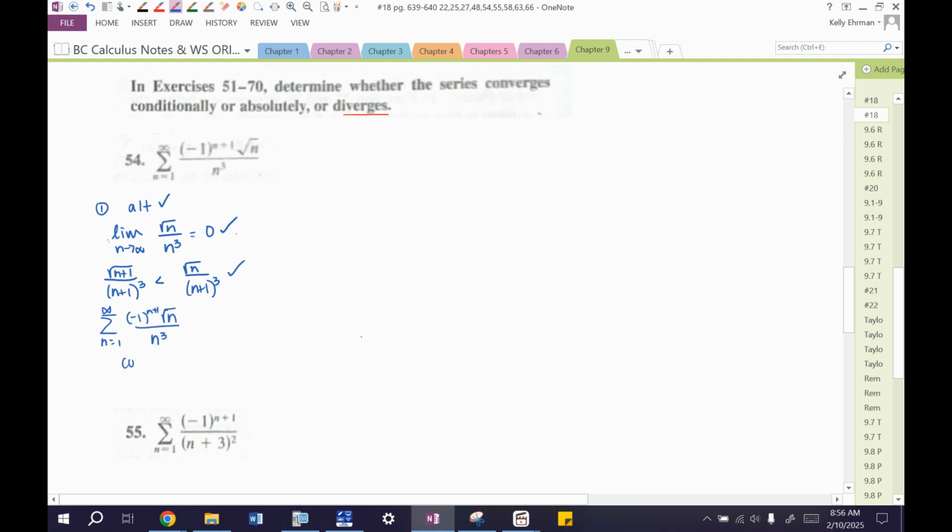This series converges by the alternating series test. And yesterday's homework just stopped there. But when they say determine whether this converges conditionally or absolutely, so now that I know it converges, the second thing to do is ask: is it only converging because it's alternating, or would it converge without the alternating piece?